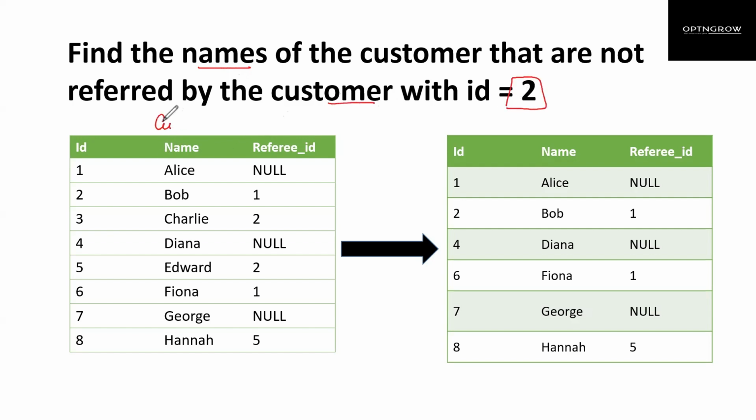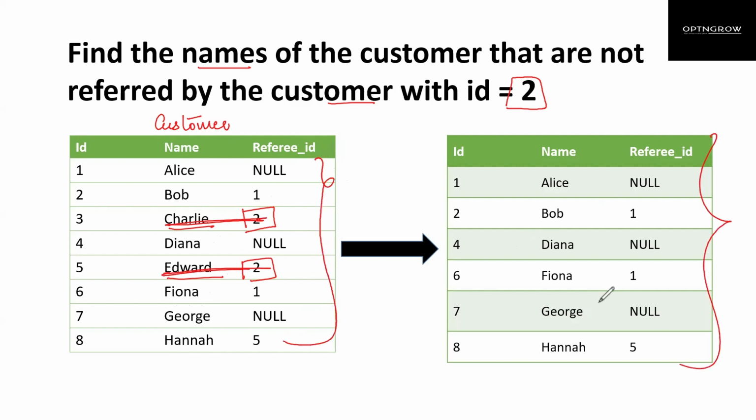So here we have the customer table. What we have to do is find those customers where the referee ID is not equal to 2. If you see, we have Charlie and Edward who are referred by the customer with ID 2. So basically, we do not want these in our output, and we want the rest of the customer details. You can see this is what we want in our output. In our output, we do not have Charlie, and we also do not have Edward.